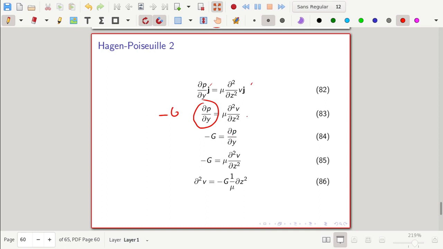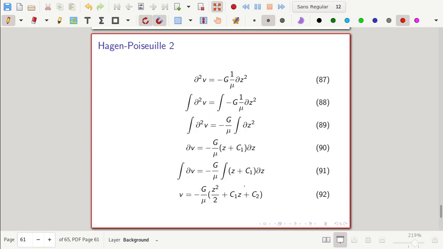And we're left with this form here, which is minus g equals mu, second order derivative in v dz squared. We're going to use separation of variables. We're going to isolate the v here on the left. We're going to isolate the z here. And now it's a simple matter of integration. Because we have a second order partial derivative, we need two integrations.